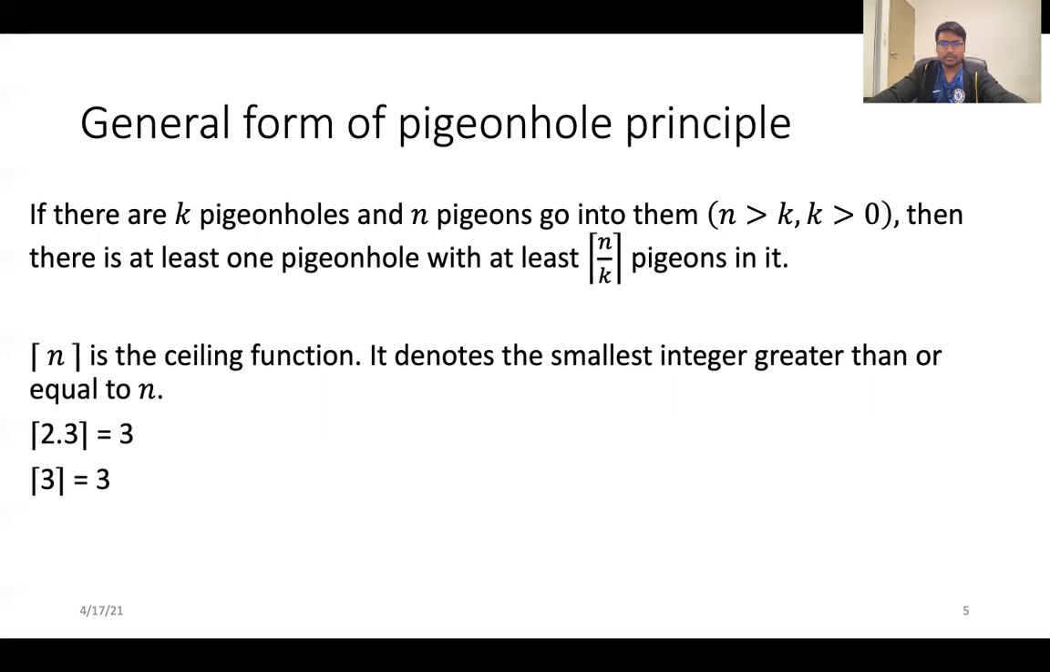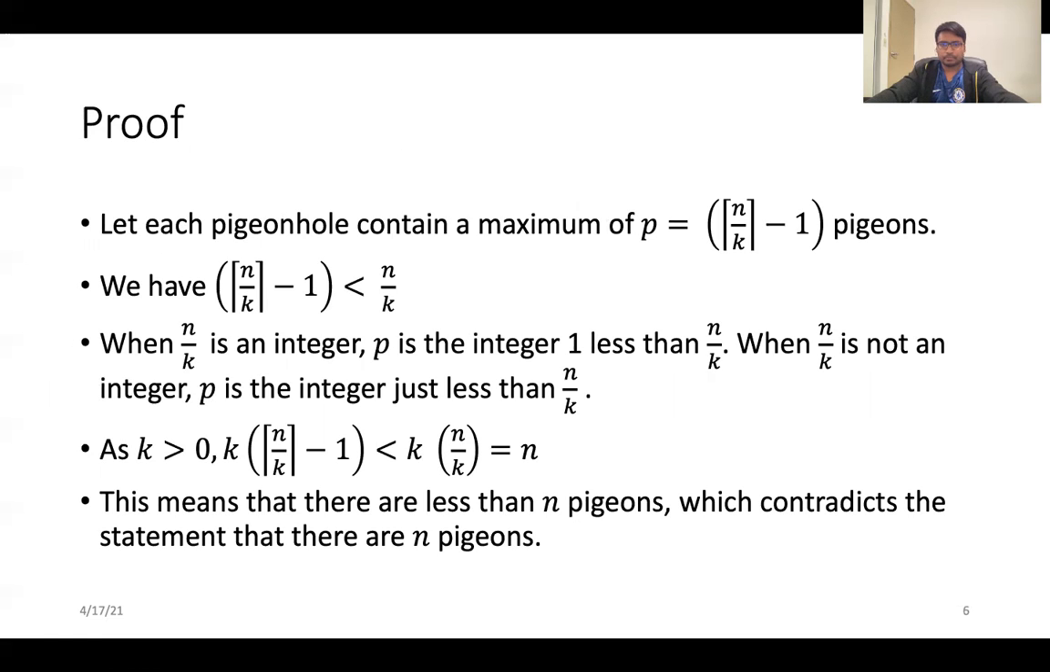This general form of the pigeonhole principle is also proven by contradiction. Let us assume that each pigeonhole consists of a maximum of ceiling of n by k minus 1 pigeons. We'll consider this expression to be p. So we have the strict inequality here. This is kind of intuitive because when n by k is an integer, then ceiling of n by k is basically n by k itself. So p is the integer that is one less than that.